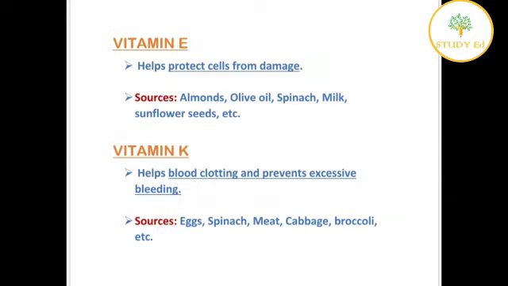Vitamin E helps to protect cells from damage, and the sources are almonds, olive oil, spinach, milk, sunflower seeds, etc. Vitamin K helps blood clotting and prevents excessive bleeding. So the major component to heal our wounds is vitamin K. And the sources are eggs, spinach, meat, cabbage, broccoli; all the green vegetables are sources of vitamin K.